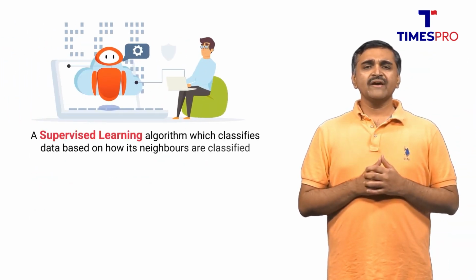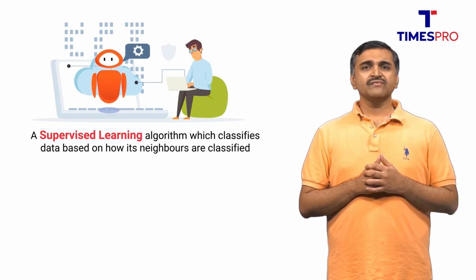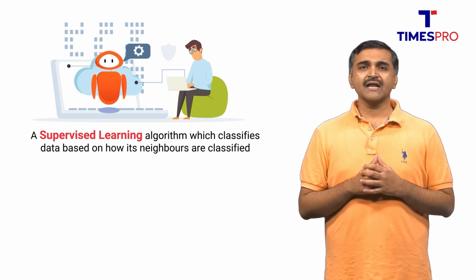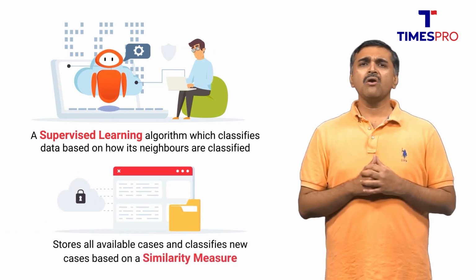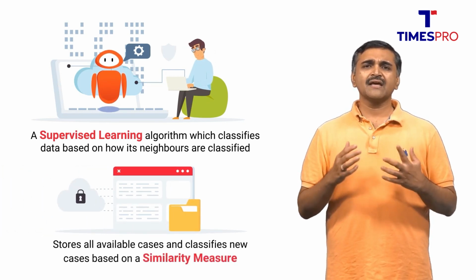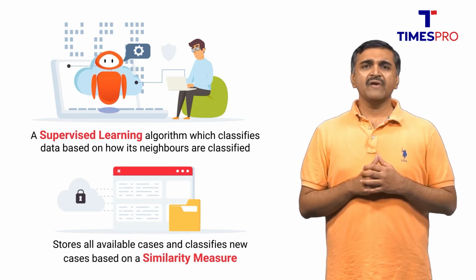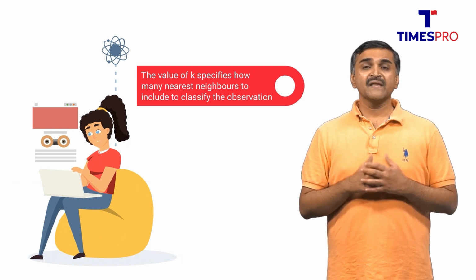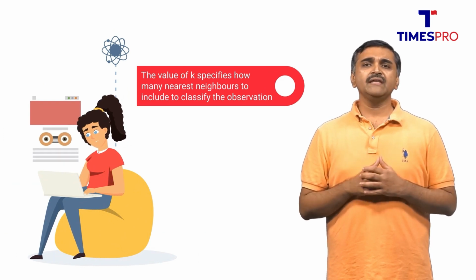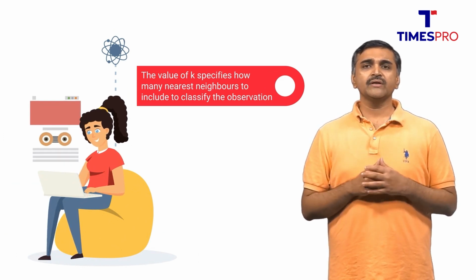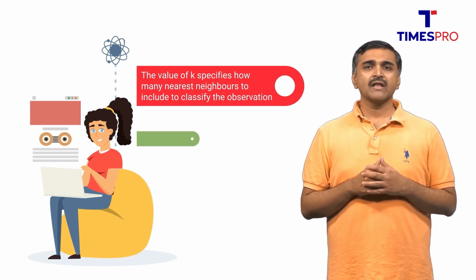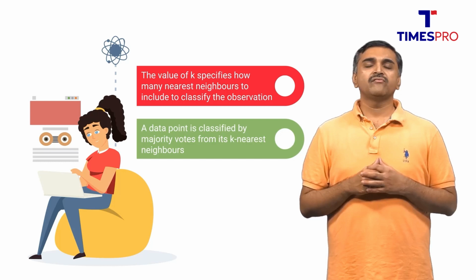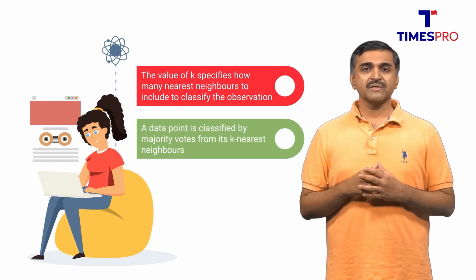KNN is a supervised learning algorithm which classifies data points based on how its neighbors are classified. It stores all available cases and classifies new cases based on a similarity measure. The value of k specifies how many nearest neighbors to include to classify the observation. A data point is classified by majority voting from its k nearest neighbors.